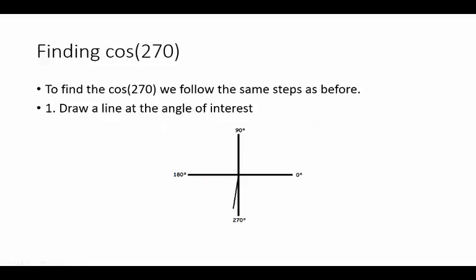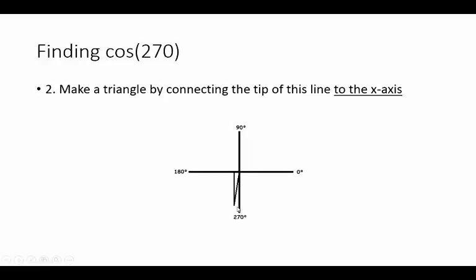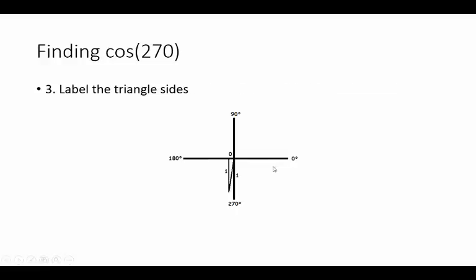Let's move on to cosine of 270. So we repeat the same steps. We draw a line at 270 degrees, a little bit away from the straight down coordinate axis, but in reality this line is exactly on the vertical line. We make our triangle by connecting it to the x-axis. Remember, it's always to the x-axis. We'll now label our sides. Remember, this line is lying exactly on the vertical axis, so this distance is 0.